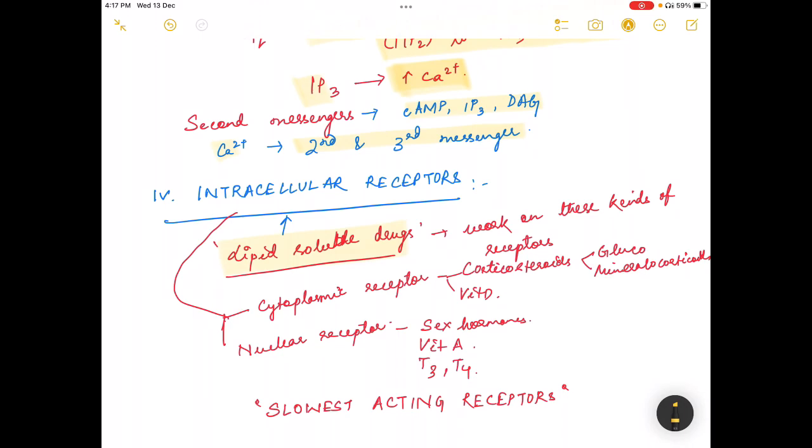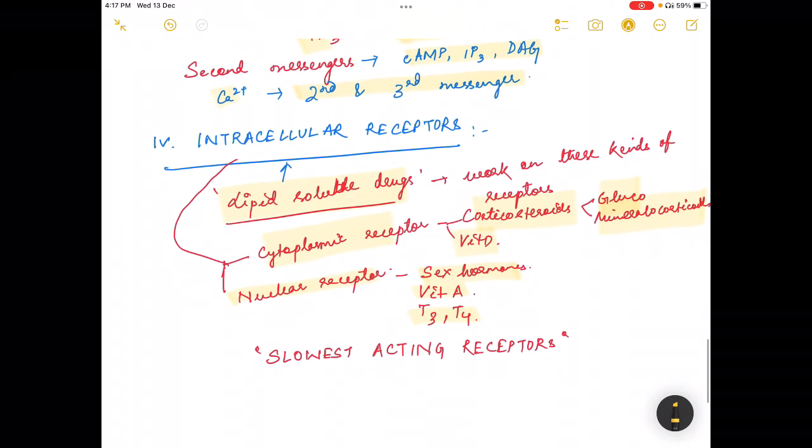These intracellular receptors are of two categories. One is cytoplasmic receptors, the examples being corticosteroids like glucocorticoid, mineralocorticoid, and vitamin D. The other is nuclear receptors like the sex hormones, vitamin A and T3 and T4. And another important thing is that these receptors are the slowest acting receptors.